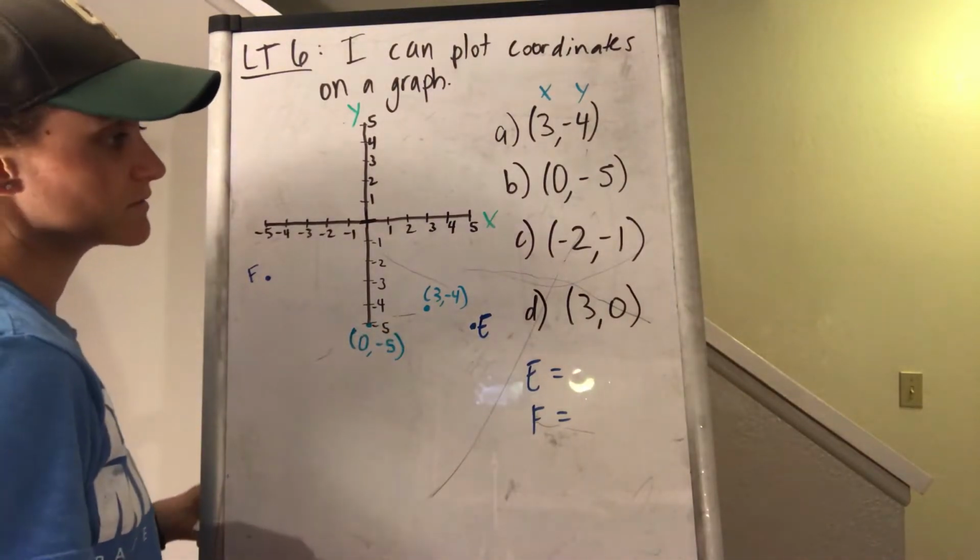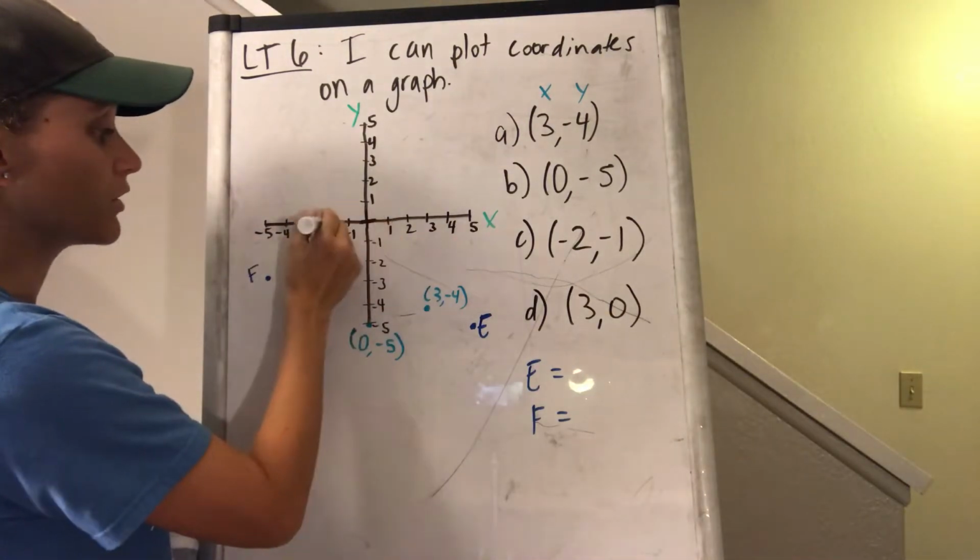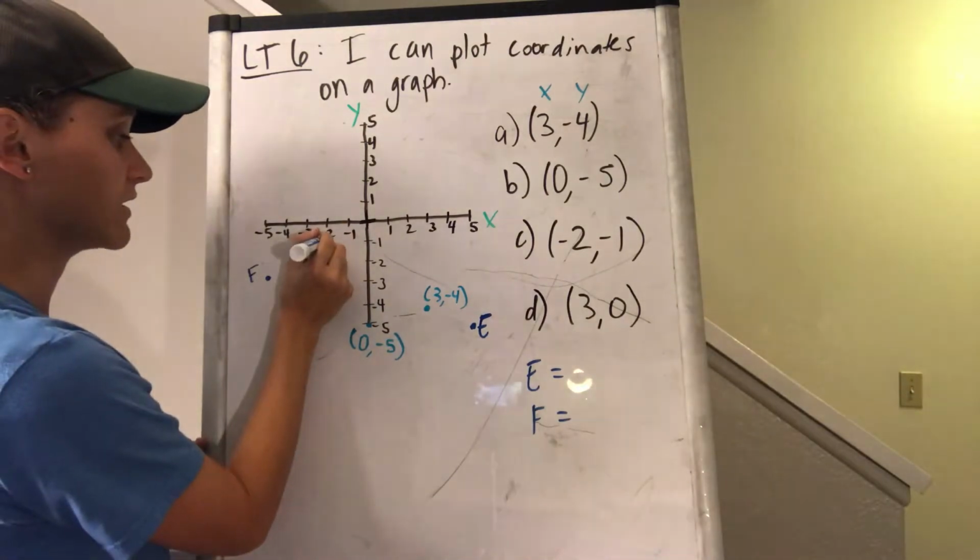All right, the next one is -2, -1. So again, I go in the x direction. I go over 2 and then down 1 because it's negative, so that's about here.